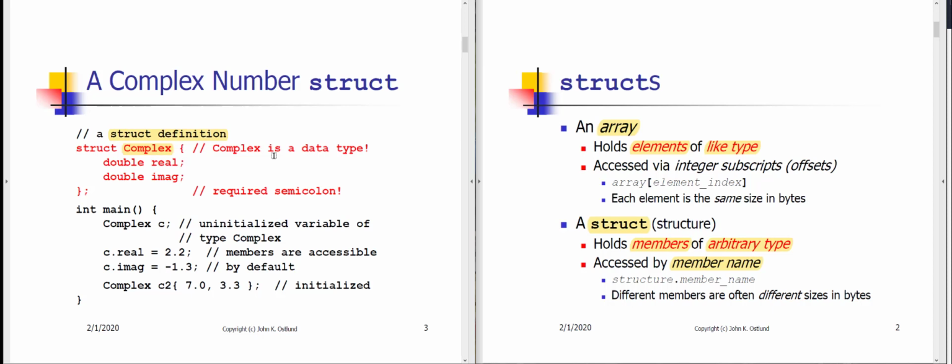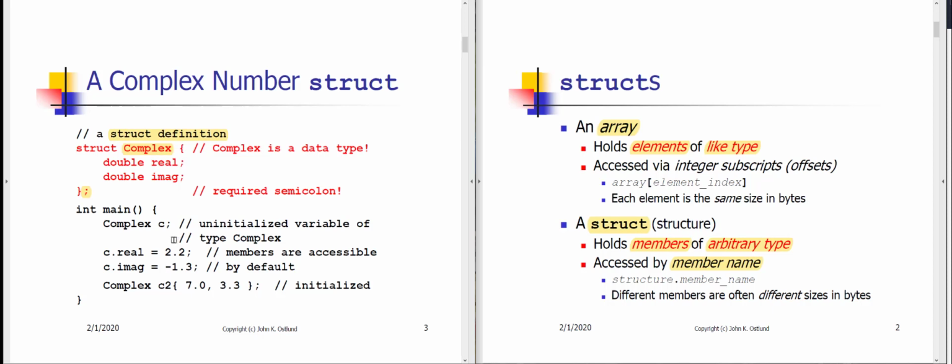So in this instance, we have an example of a structure where the data types of the two members are the same, but that's not obviously a requirement. You do have to have a semicolon at the bottom of your structure definition. The structure definition does not allocate any storage. It does not create an object. What it does is to define a data type or a pattern that we can use to create individual objects.